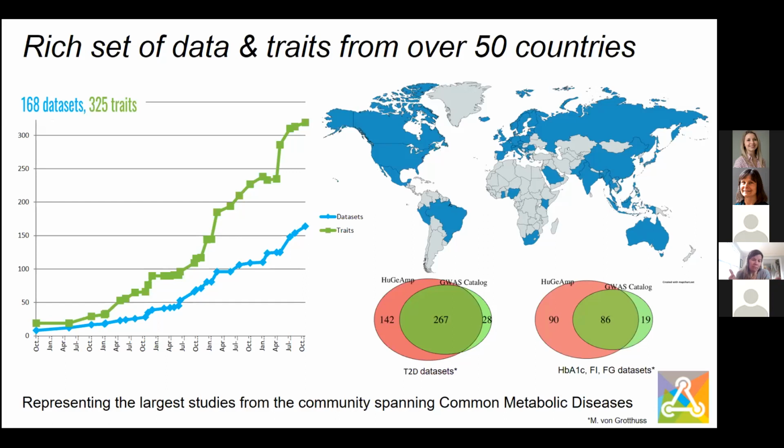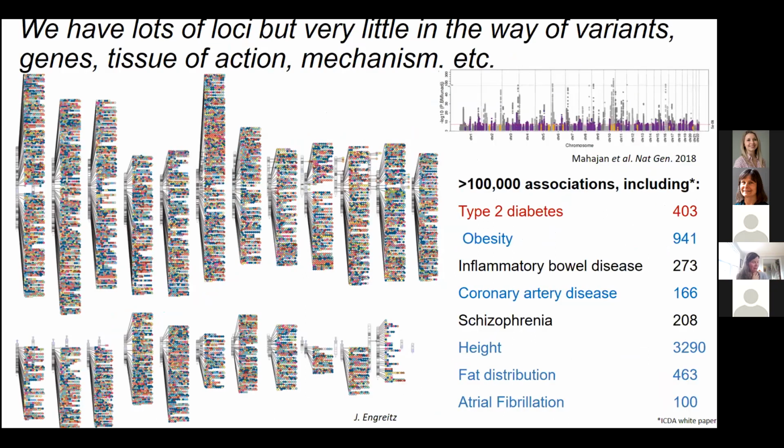And that's what we're going to talk a little bit about as we talk about Type 1. This really represents the largest community-based representation of data for common metabolic diseases in an open access framework today. But what's happened in our field over the past 5 years is we've identified a lot of loci, and the Type 2 diabetes and now the Common Metabolic Disease Knowledge Portal makes these accessible to you. But the challenge is we have a lot of loci, but very little in the way of variants, genes, the tissue of action, or the mechanism at these loci.